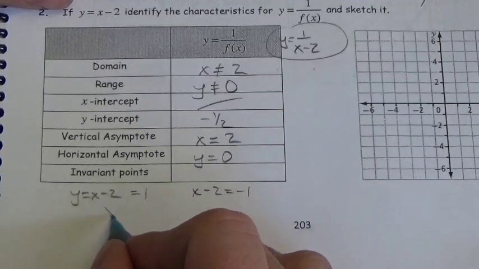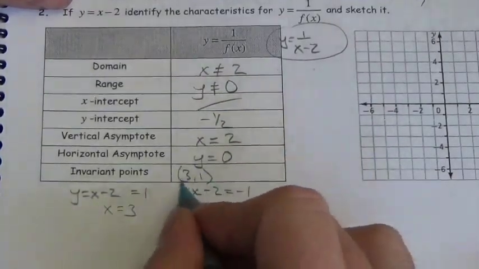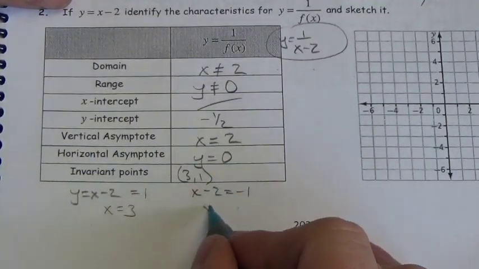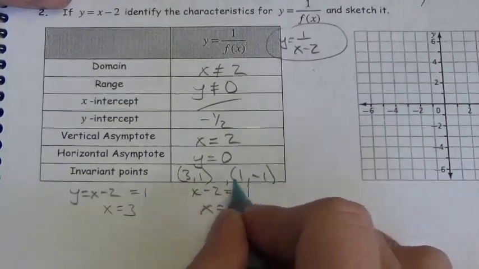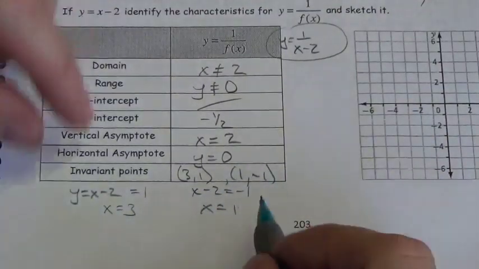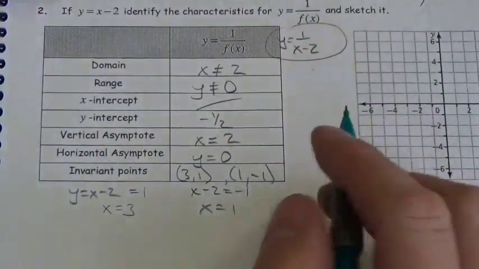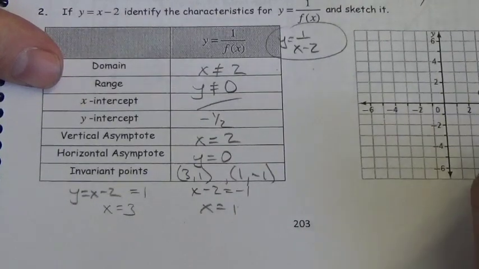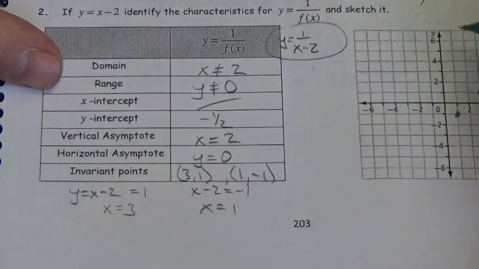If I bring 2 over, I'm going to get x is equal to 3. So this would be 3 comma 1. That would be invariant. If I bring this 2 over, I'm going to get positive 1. So that'll be positive 1, negative 1. That would be invariant. So I already knew what the y coordinates were supposed to be. I just had to figure out what the x coordinates were. So let's plot those. So 3, 1, 1, negative 1. Those are my invariant points.